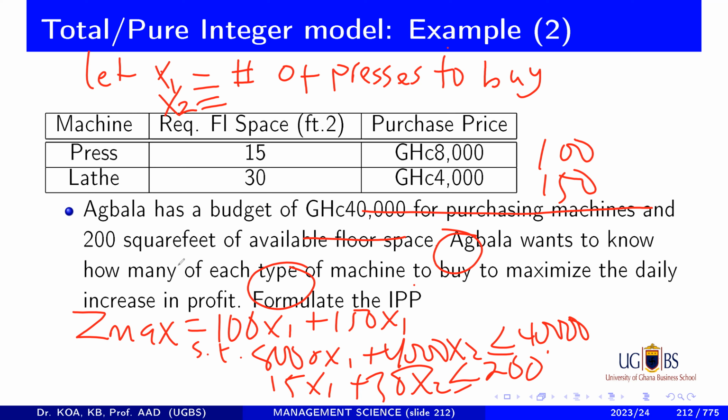So this is it. And then you add one more constraint. What constraint would that be? Non-negativity. I didn't call you. You add one more constraint. What constraint would that be? Class rep, be useful. What would be one more constraint?